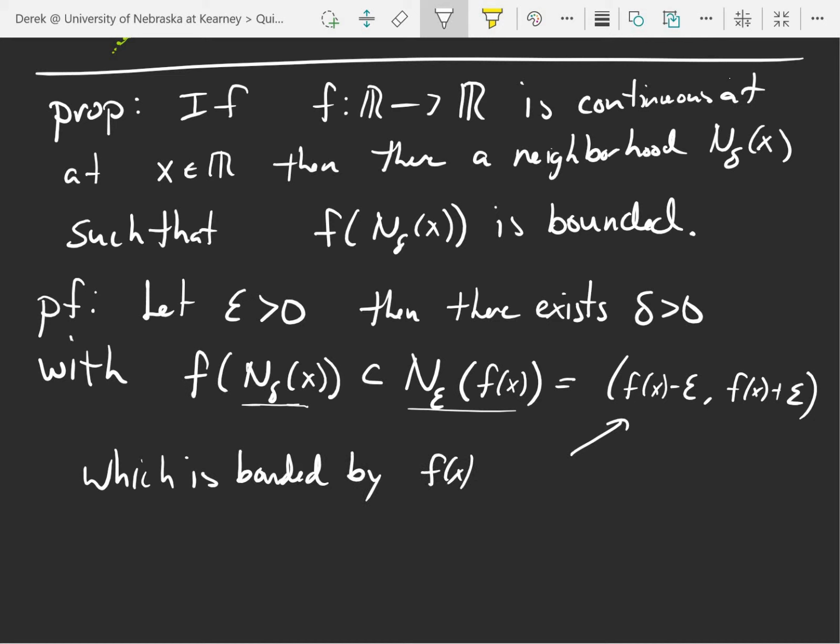By f of x plus epsilon above and f of x minus epsilon below. Okay, and that's what we needed to prove, right? I found this delta that bounded f of n of x, and f of n sub delta of x. Okay.